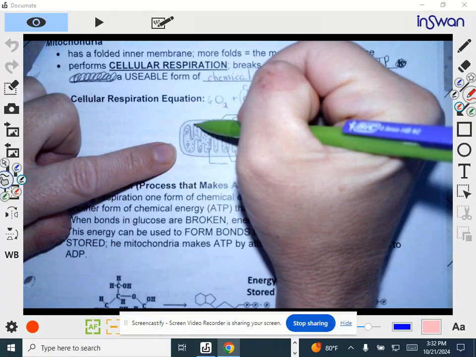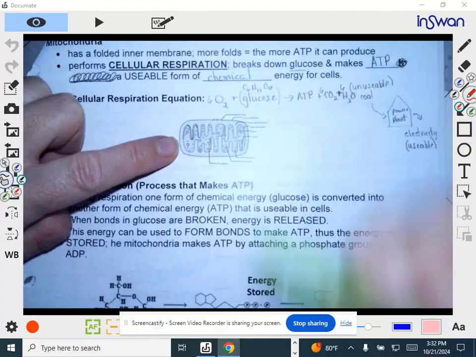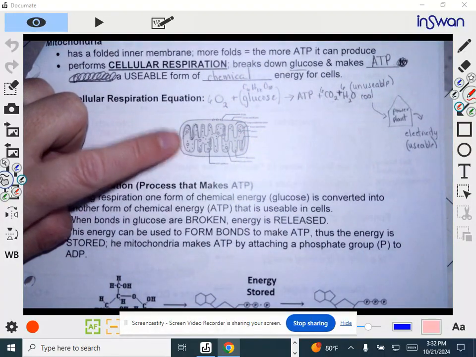Now, if you trace some of these folds, it looks like you're making an M. So it might help you remember that the mitochondria has some M's inside of it, and that's just an inner membrane where the ATP is actually made.